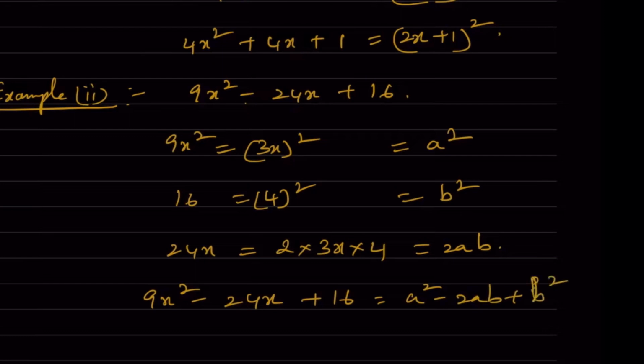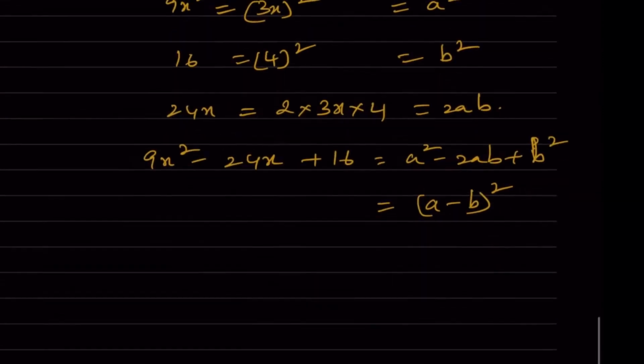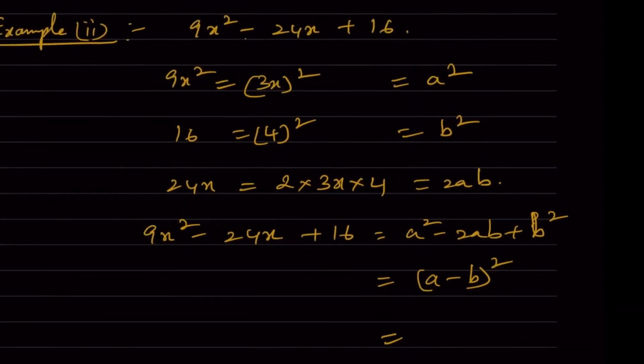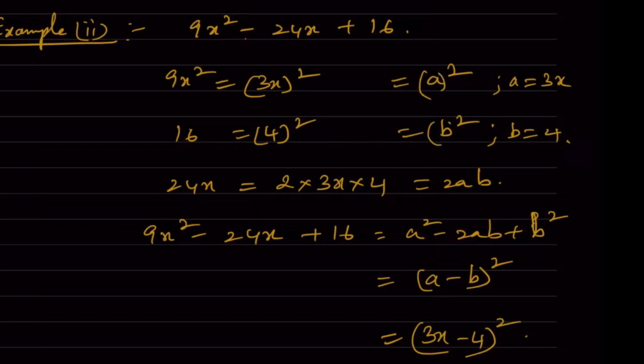So a square minus 2ab plus b square is nothing but (a minus b) whole square, from the identity. What is a for us over here? a square is equal to (3x) square, so a is equal to 3x, and b is equal to 4. So therefore it becomes (3x minus 4) whole square. Got it? Because you are writing it in this form. So this is the answer for this.